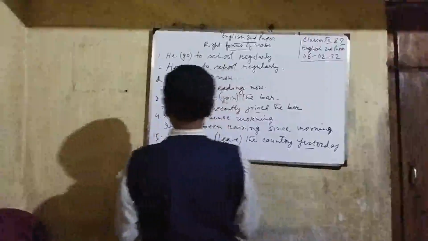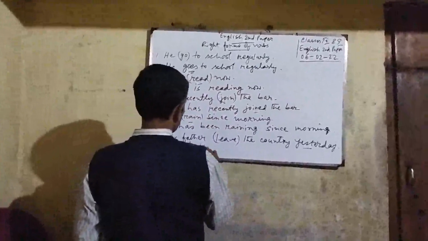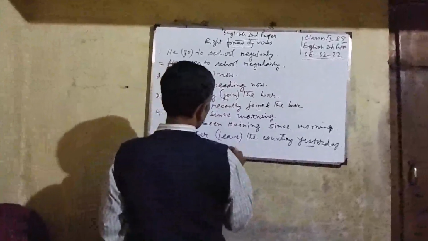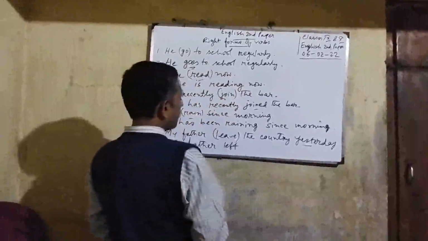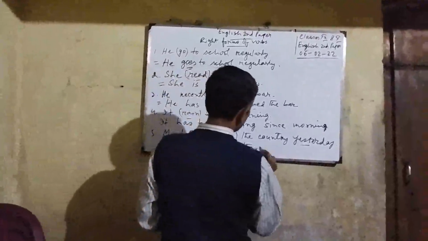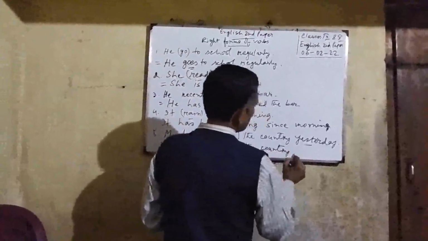So we will write here: my father left, past form of verb leave. My father left the country yesterday.